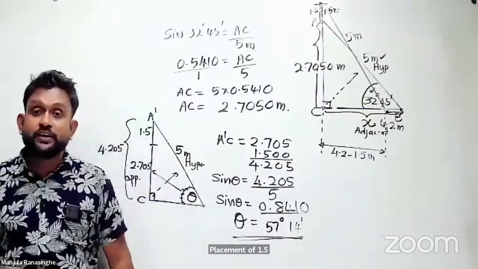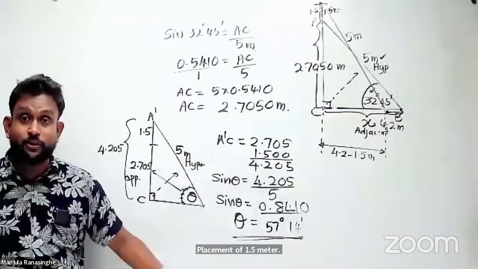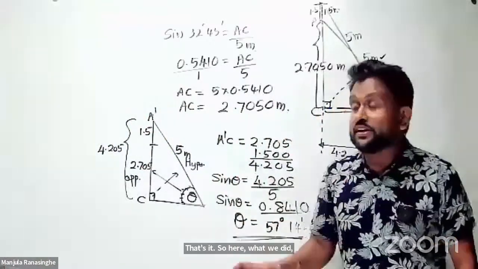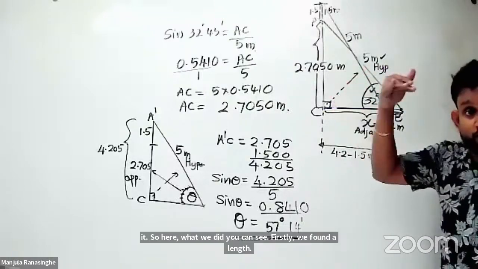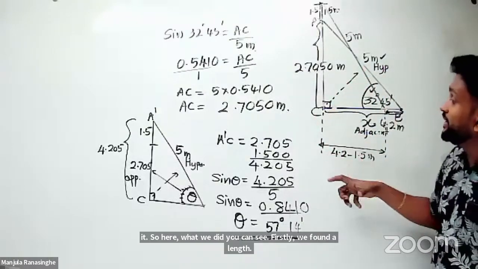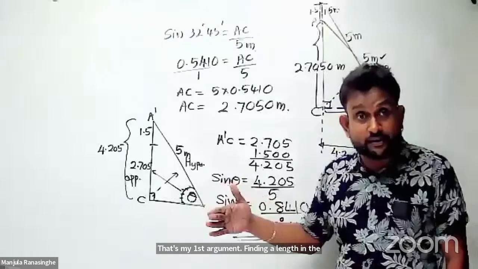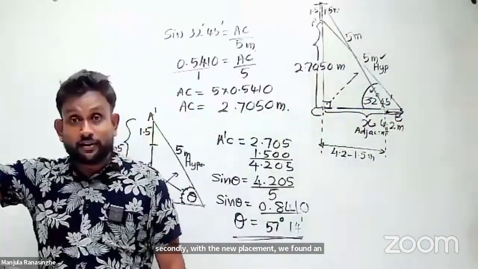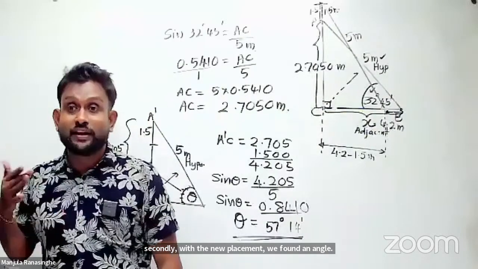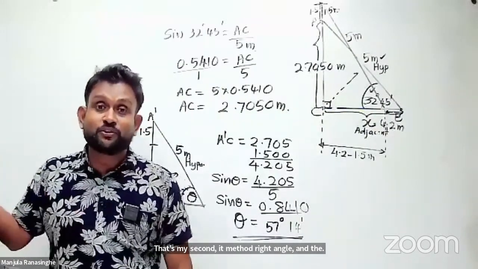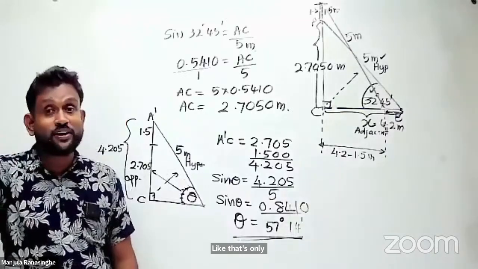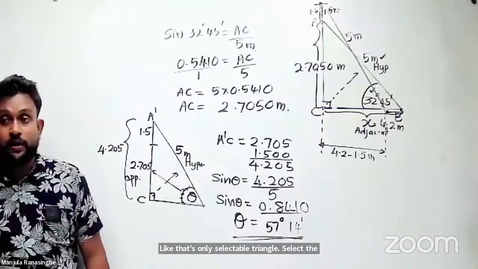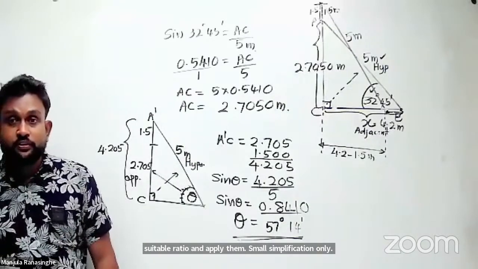Okay, this is how you deal with it. Right, corrected. This is a 10-mark question. That's it. Here, firstly we found a length. That's my first argument, finding a length in trigonometry. Secondly, with the new placement, we found an angle. That's my second teaching method. Angle and the length. That's all: select the suitable triangle, select the suitable ratio, and apply. Then small simplification only. That question is done.